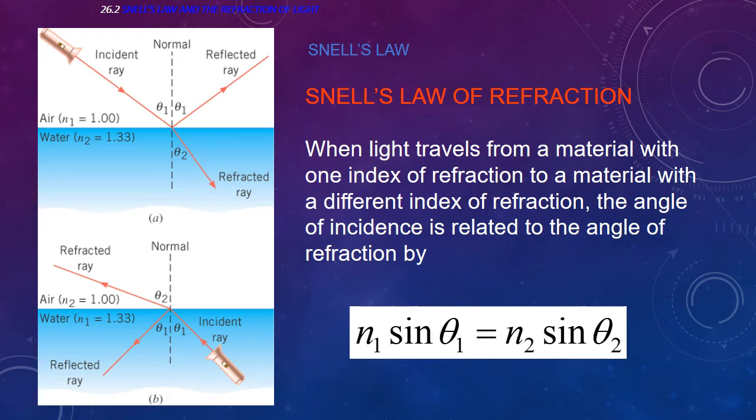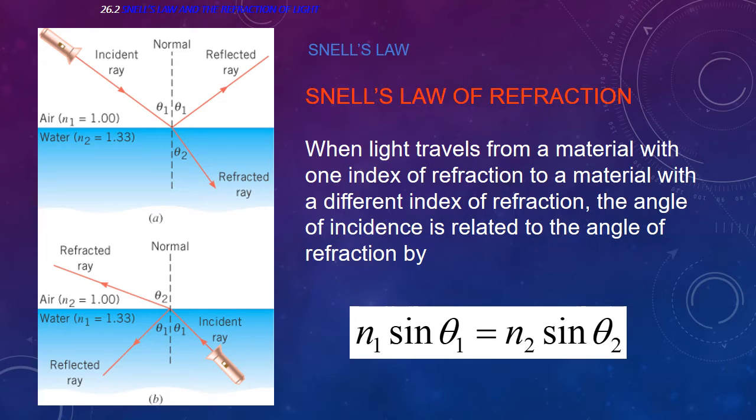Snell's law says that when light travels from a material with one index of refraction to a material with a different index of refraction, the angle of incidence, theta 1, is related to the angle of refraction, theta 2, by the equation n1, the first index of refraction, times the sine of the angle it makes with the normal, equals n2 times the sine of the angle it makes to the normal: n1 sin θ1 = n2 sin θ2.